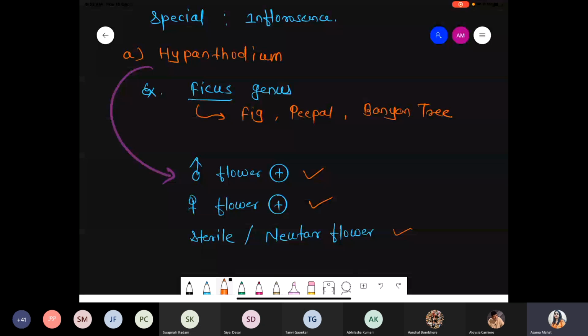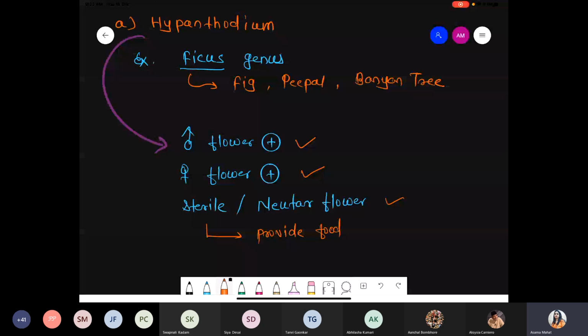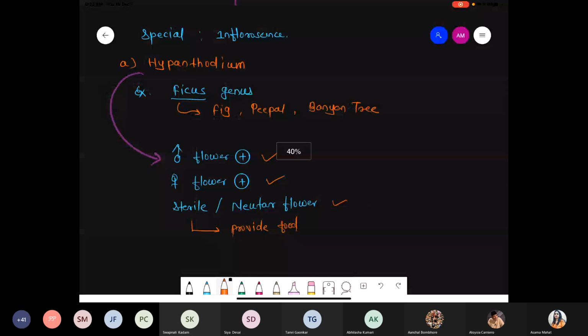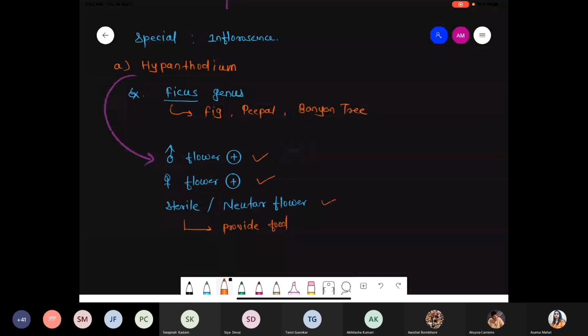Please remember, whenever we talk about the function of the neuter flower or sterile flower, basically they simply provide food. They are not involved during fertilization. Basic function, they provide food. So if you want, you can draw the structure. Simple structure we are taking. Hypanthodium inflorescence.